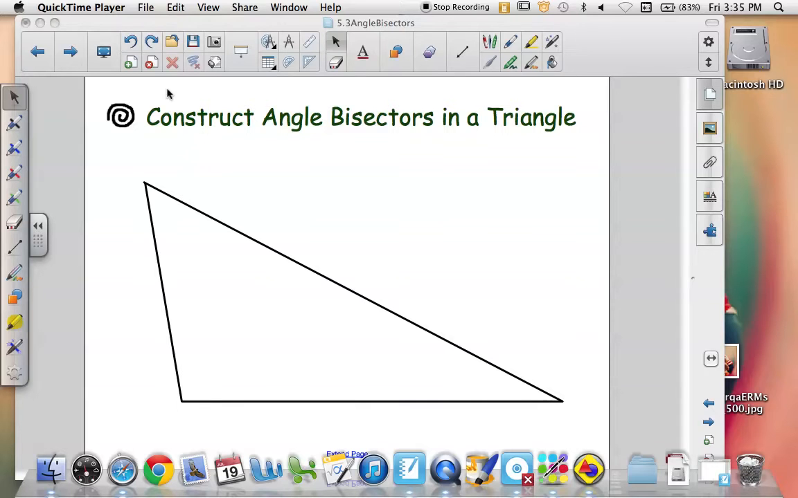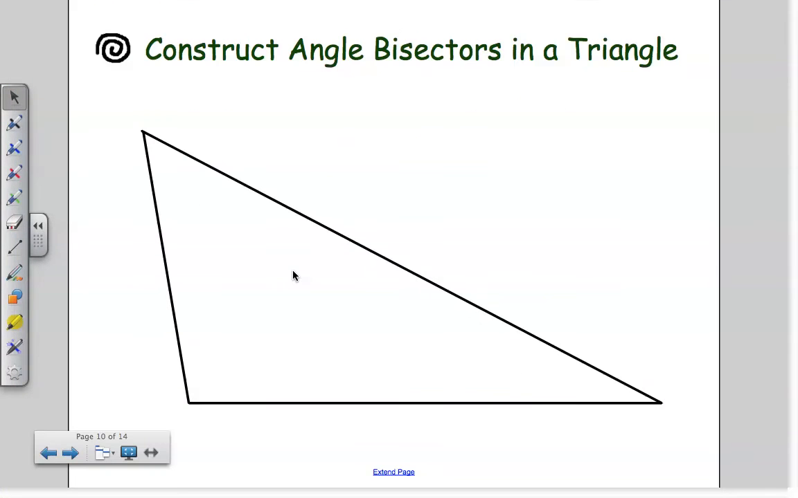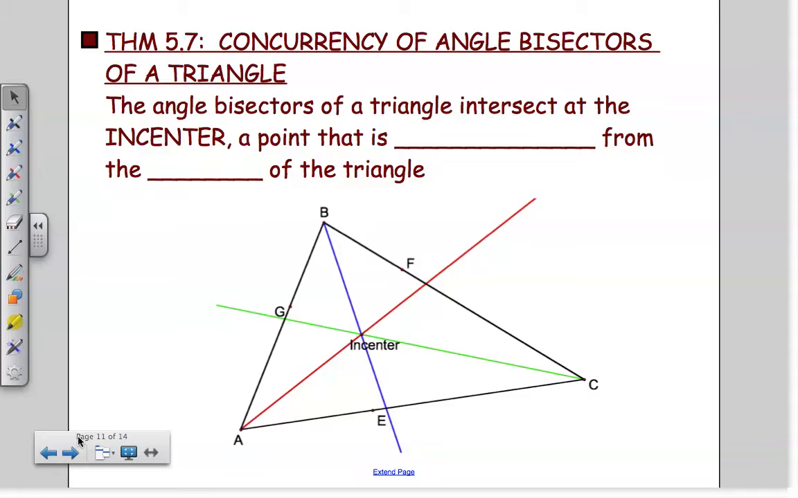In day 2 of section 5.3, we're looking at angle bisectors in a triangle. What happens when you construct the 3 angle bisectors in a triangle? We're going to find another point of concurrency with some special properties. So the first thing is that this construction will take place in class, or already has. We're going to find the point of concurrency where the 3 angle bisectors meet.